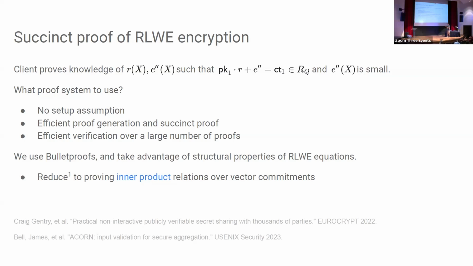We reduce... essentially Ring-LWE encryption is like a linear relationship, so you can reduce the proof of the ZK proof in our work to a big inner product proof.